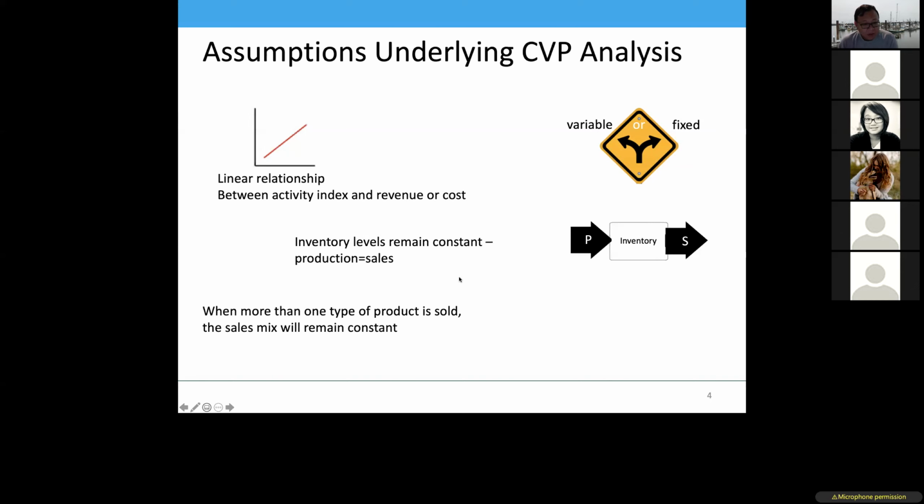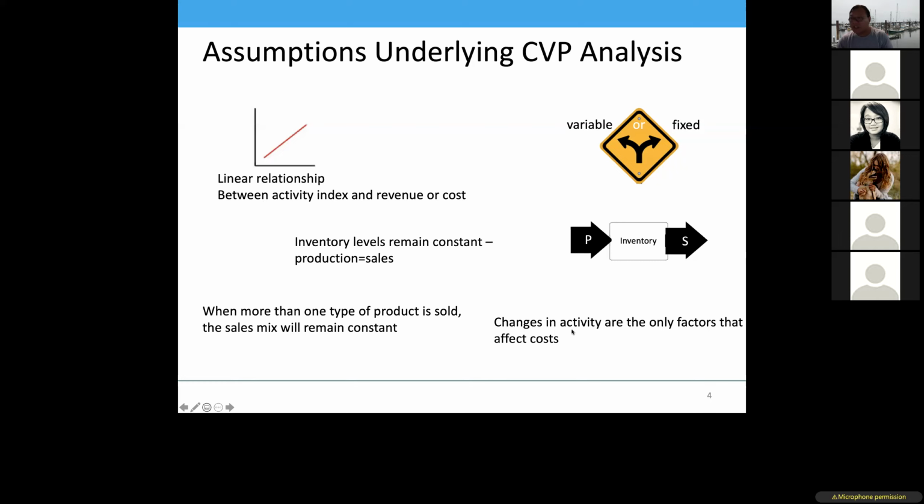Whatever you produced in the period is all sold. And when more than one product is sold in a package, we assume that the sales mix doesn't change. Suppose the sales mix contains 2 cups and 1 pencil. We assume this is always the same. You do not sell 10 pencils and 1 cup. The sales mix is always 2 cups, 1 pencil. That's the assumption.